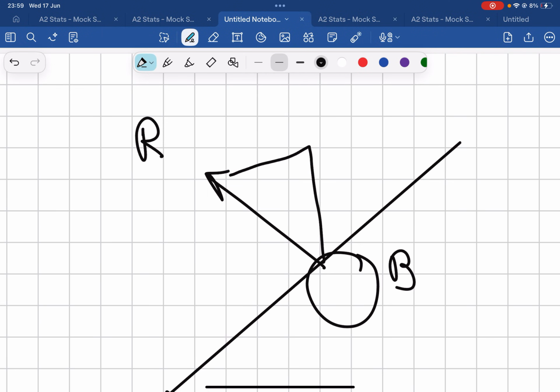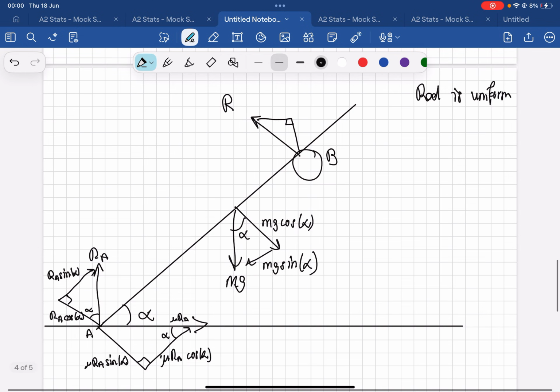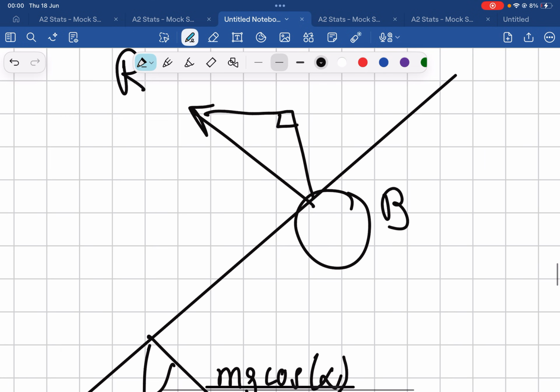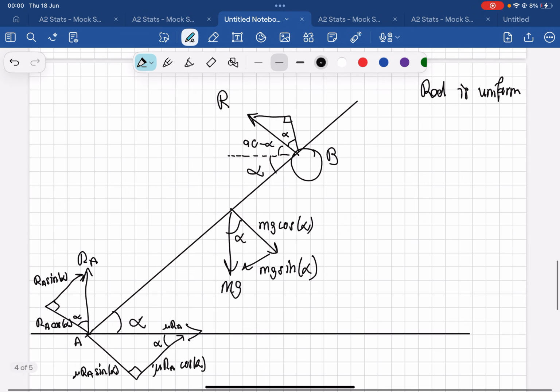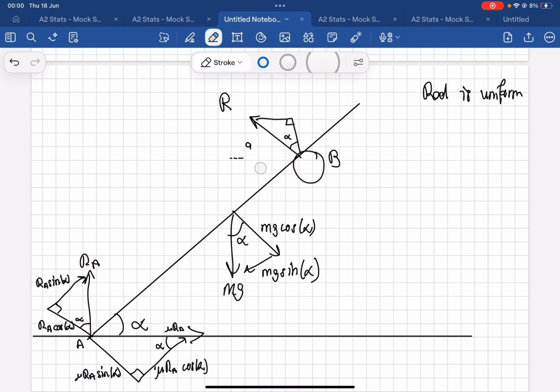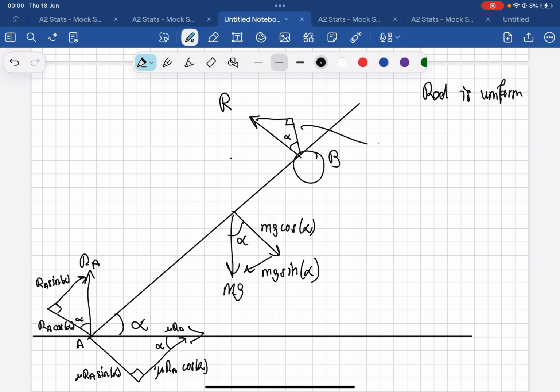Now, if we resolve the reaction up here, we need to actually figure out the angle, which one is 90 minus alpha and which one is alpha. This angle here is alpha, meaning that's 90 minus alpha, meaning that's just alpha. All good. Now we can resolve again: R B cos alpha, R B sine alpha.